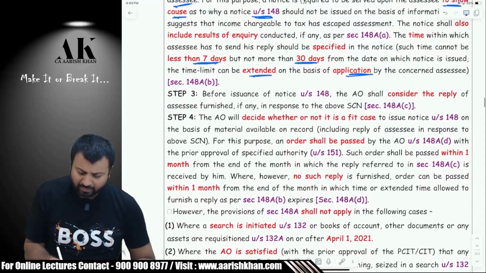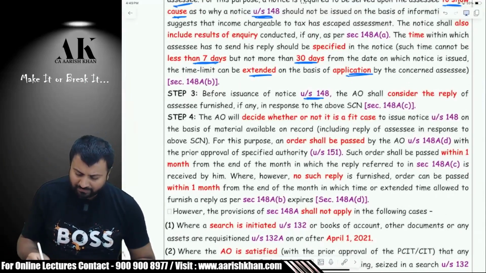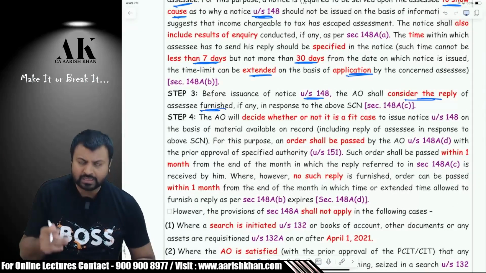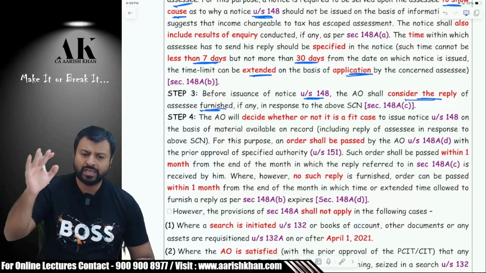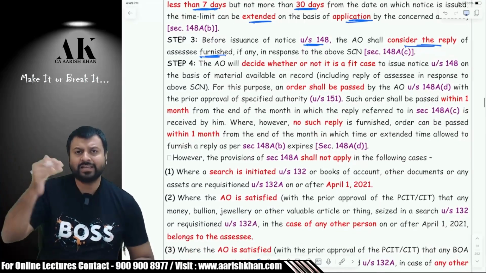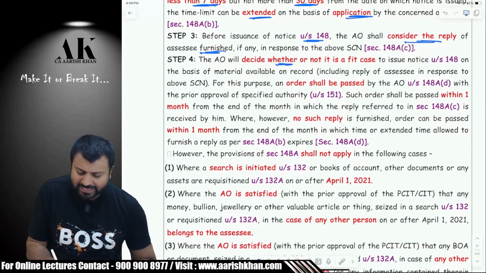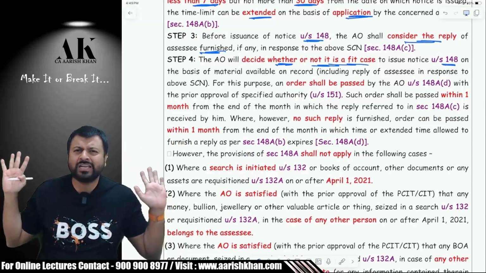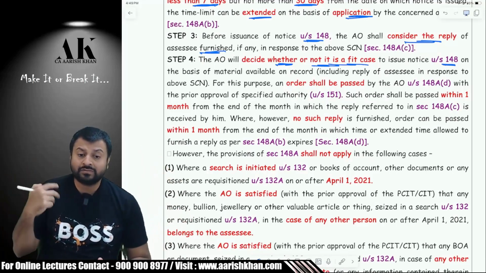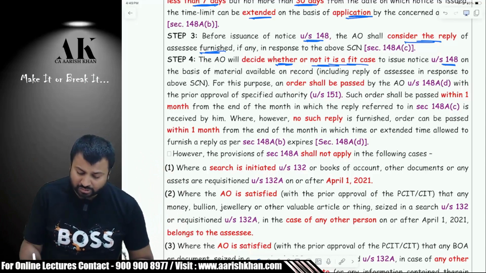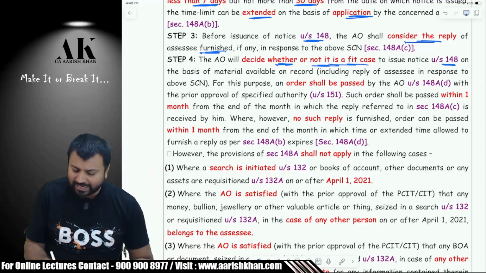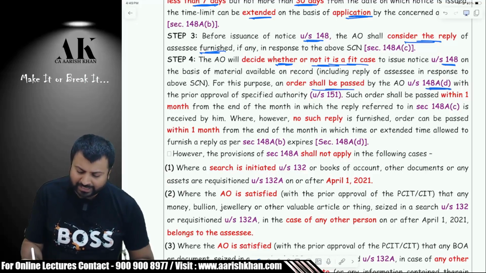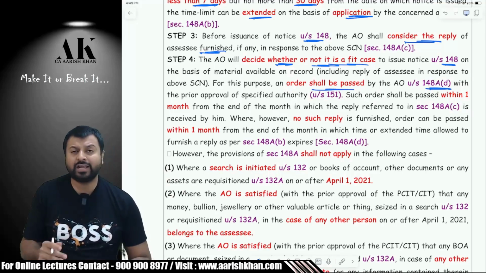Now, before issuing the notice under 148, the AO will definitely consider the reply of the assessee. And then after taking the reply, the AO will decide whether or not it is a fit case for 148. If the assessee gives a genuine explanation, he will drop the proceeding. He will not go ahead. But if the assessee does not give a genuine explanation, then the AO will issue notice under 148. For that, he will pass an order under 148A subsection D. So 148A clause D.